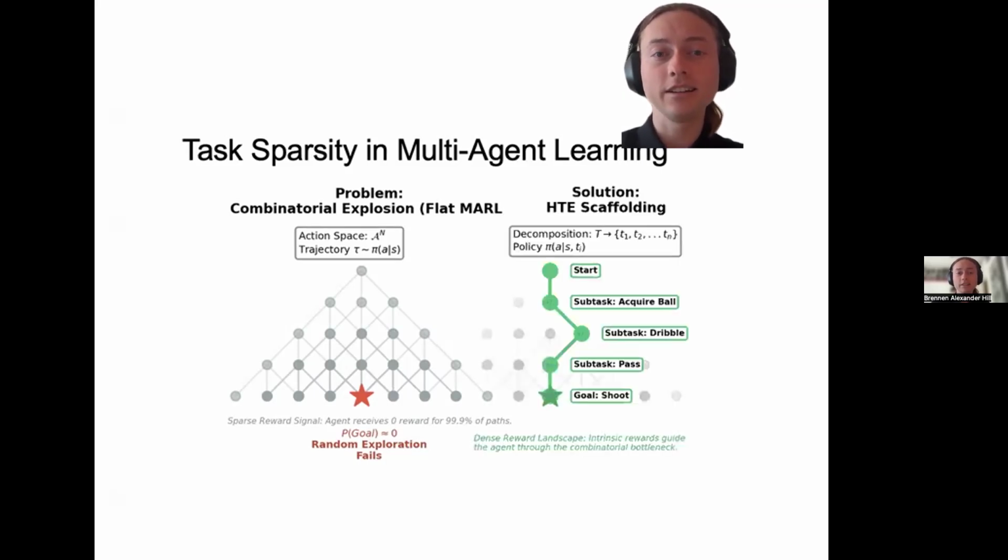Our solution is to introduce HTE scaffolding. Instead of a flat search, we decompose the trajectory into a sequence of subtasks: acquiring the ball, dribbling, passing, and finally shooting. By doing this, we transform a sparse reward desert into a dense reward landscape. The environment provides intrinsic rewards for completing these subtasks, effectively guiding the agents through the combinatorial bottleneck.